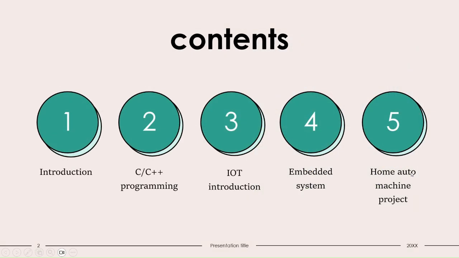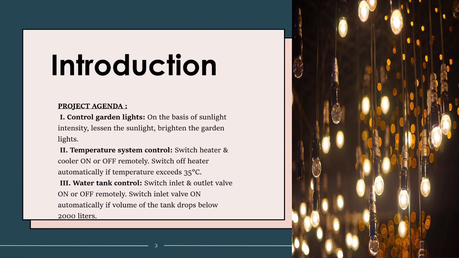So let us see what topics ma'am has covered during the internship. Introduction, C++ programming, IoT interaction, embedded system, home automation project. Our project statement is IoT based automation using the Blynk application and Arduino. Our project is mainly focused on automating different home systems using sensors. It mainly has three functions: control garden lights, temperature system control, water tank control.